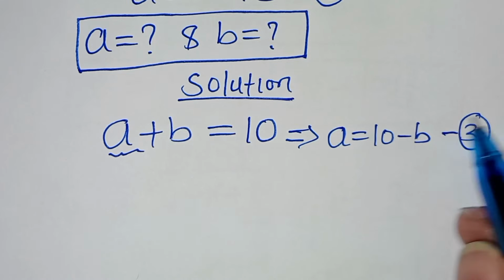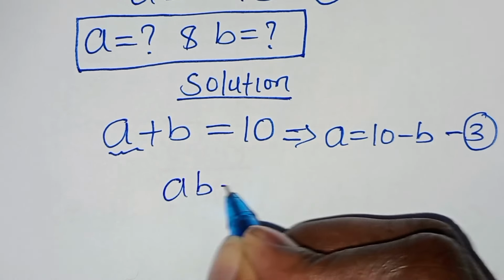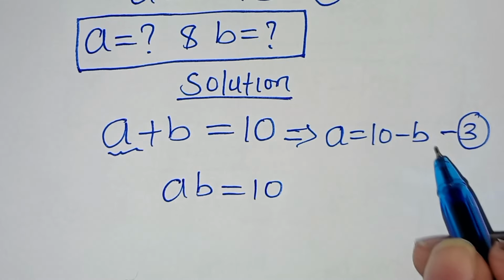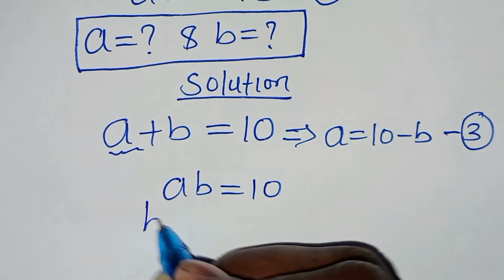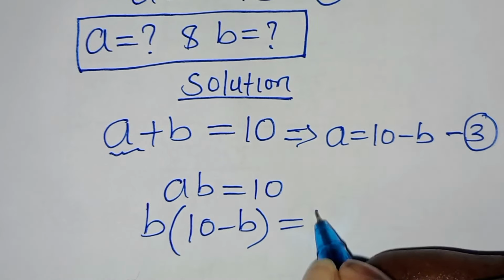Now let's substitute equation 3 into equation 2. Equation 2 is ab is equal to 10. So let's substitute the value of a with 10 minus b. So we have b times (10 minus b) is equal to 10.